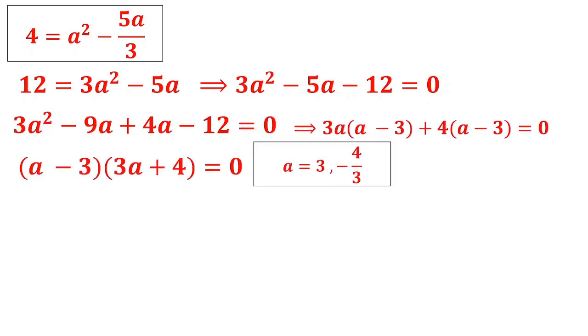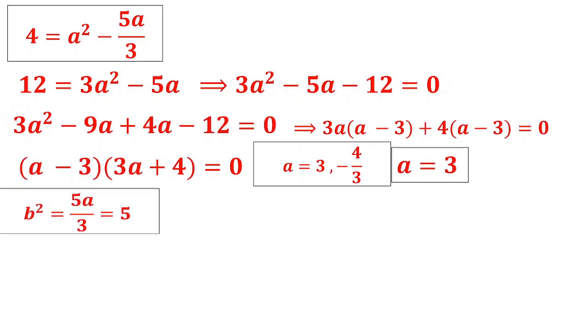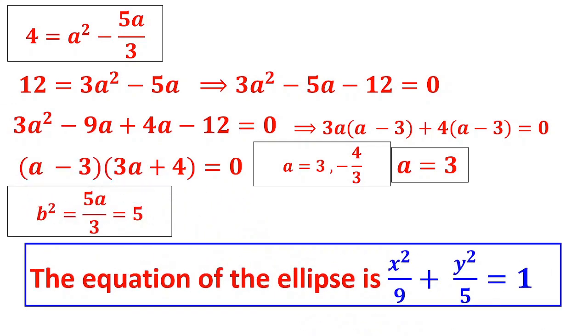Solve it. You will get two values of a. But remember, a cannot be negative because it is a distance. Therefore, it should be 3. When a is 3, what is b? Or b square? It is 5. Therefore, the equation is x square by 9 plus y square by 5 is equal to 1.